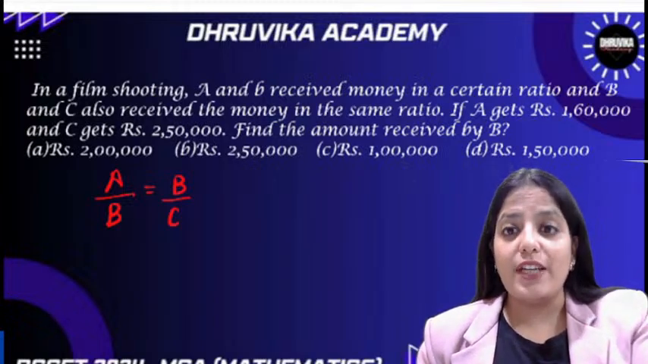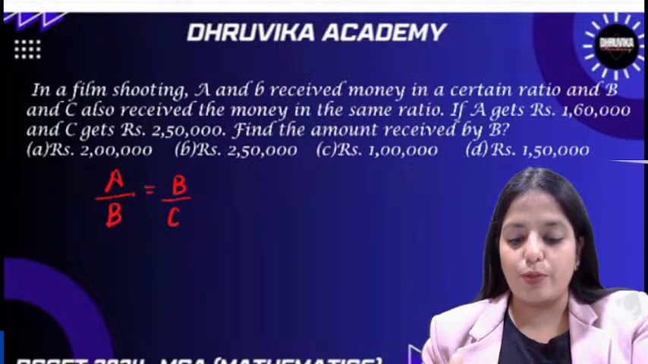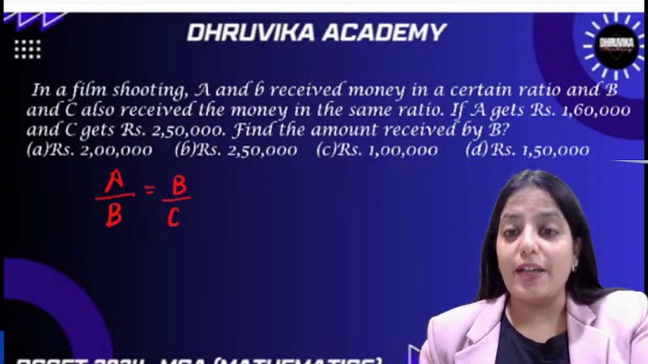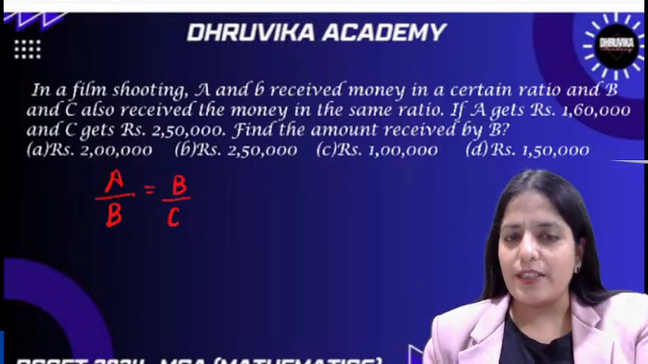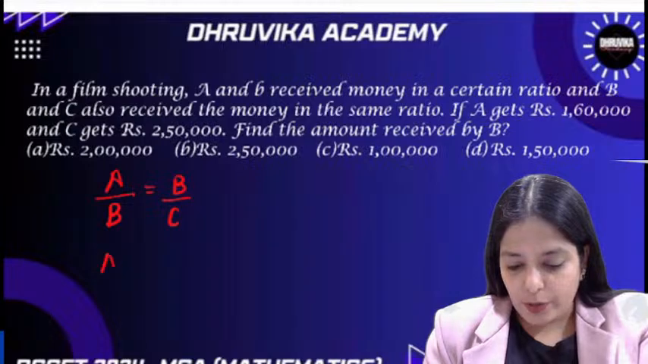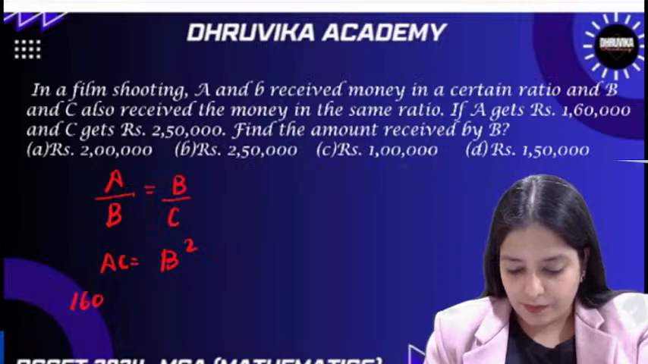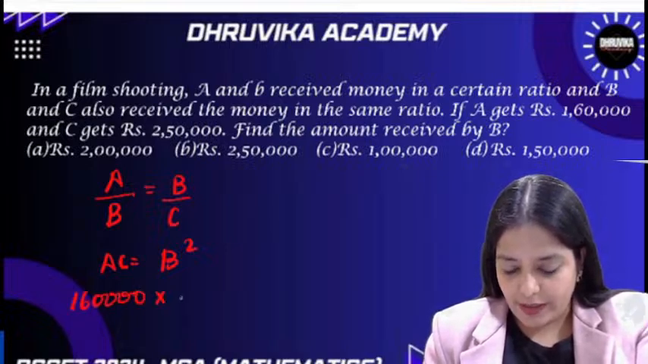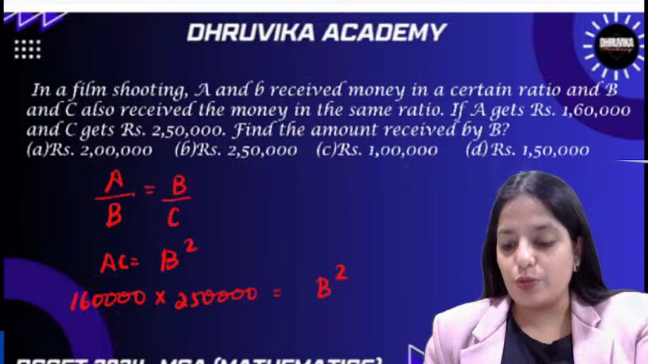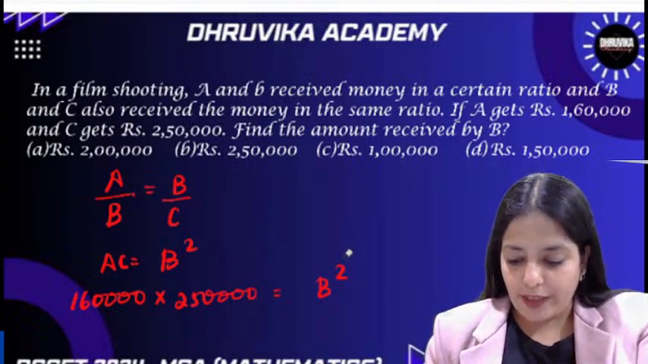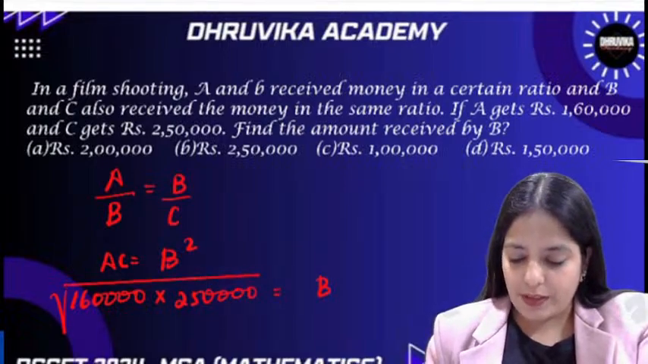Now if A gets rupees 1,60,000 and C gets rupees 2,50,000, find the amount received by B. You have to find the amount received by B. It's very easy. We know that AC would be equal to what? B square. Now we have A as 1,60,000 and C as 2,50,000, and we need to find B. The product of these two numbers is equal to B square. So if you want to find B, what are you going to do? You are going to find the square root of the LHS. So what will be the square root of LHS?